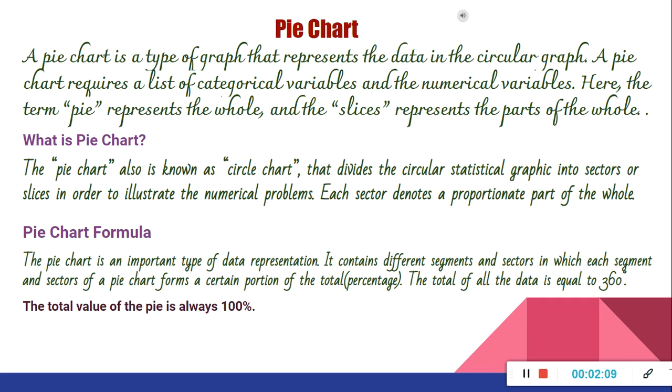To work out the percentage for a pie chart, we have to know some steps. That is, categorize the data, calculate the total, divide the categories, convert into percentage, finally calculate the degrees. Therefore, the pie chart formula is given data divided by total value of data into 360. That is called the formula of pie chart. Clear?